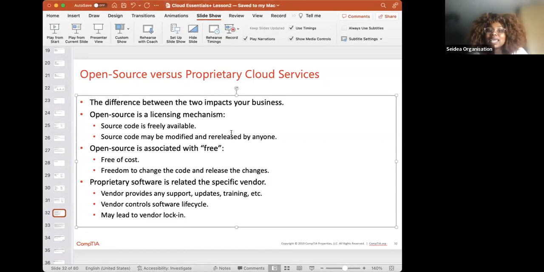Open source is a licensing mechanism. In this scenario, the source is freely available. It may be modified or re-released by anyone. Open source is associated with free, so it's free of cost, and it's freedom to change the code and release the changes when possible. An open cloud service is a cloud service based on open source software, where the source code is freely accessible and modifiable.